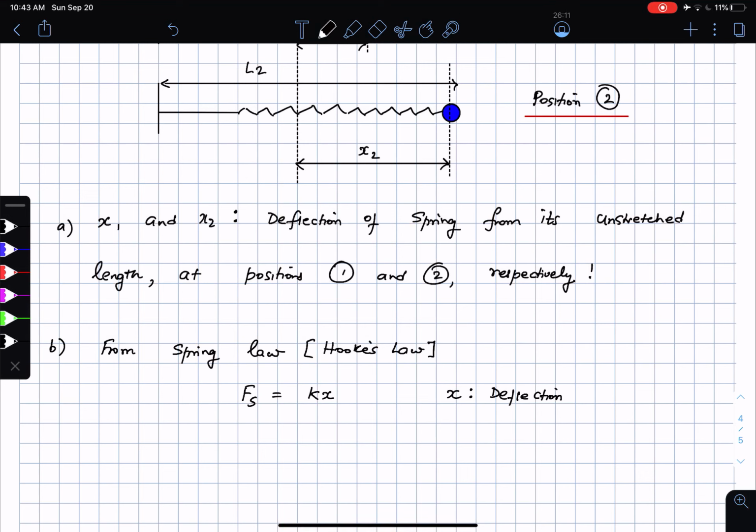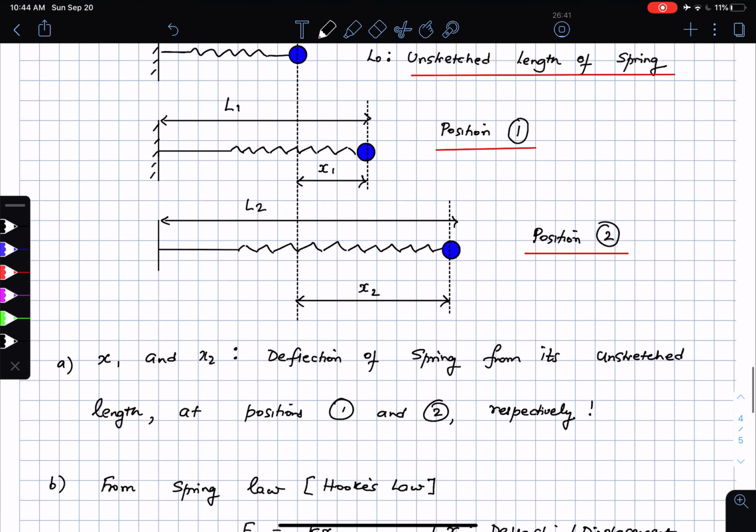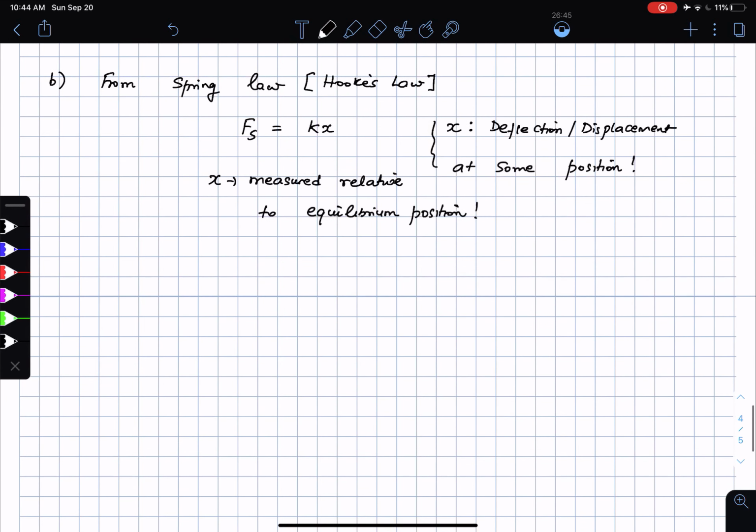So deflection or displacement at some position. This is measured with respect to the equilibrium position. So here x is measured relative to the equilibrium position. Okay, so this is important. And so what I'm going to do is draw the free body diagram of the particle.